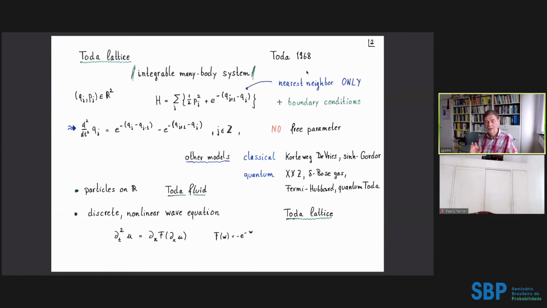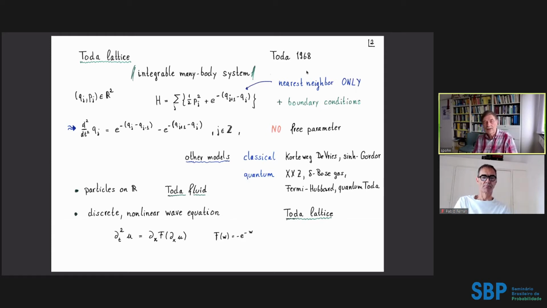So let me first do one slide on the Toda lattice. These were famous papers by Toda in 1967 and 68. And he discovered the system which I'm going to explain in a second. Of course, the surprising feature was that it's a system which has discrete indices. So you have discrete particles, they are labeled. And nevertheless, it has many conservation laws, and presumably at the time it was integrable in the sense of integrable classical systems.